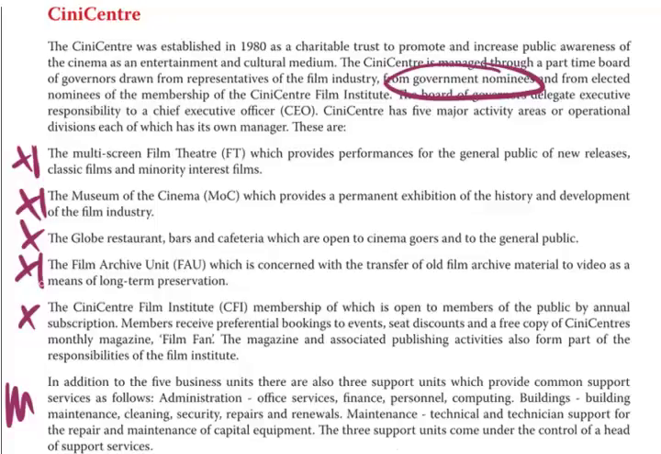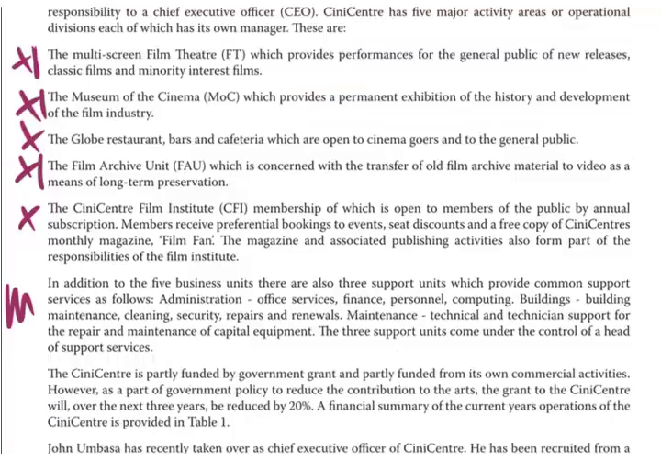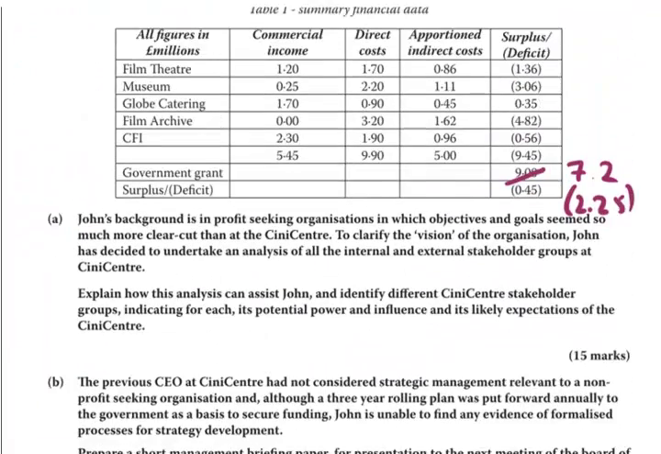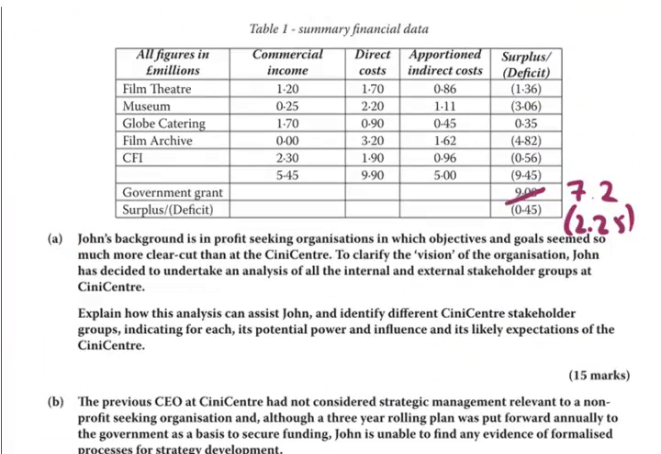Secondly, the organization is much better coordinated. An example here might be how are the various income or deficits of the different sections of CiniCentre dependent on each other. For example, if John were to decide to close down the film theatre, what effect might that have on the profit of the Globe catering arm of the organization?